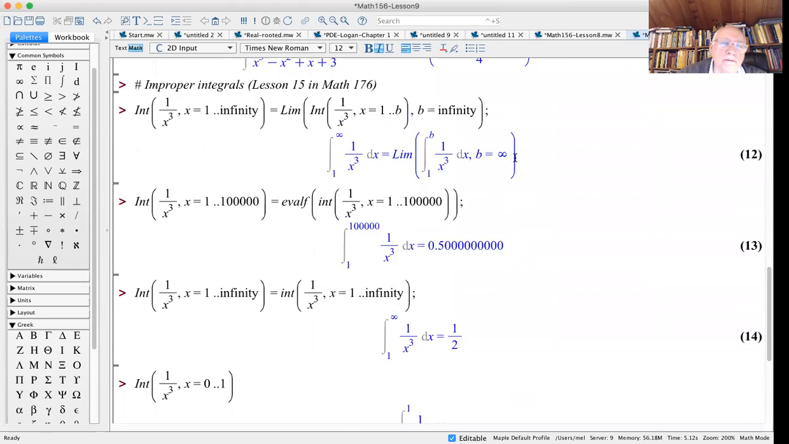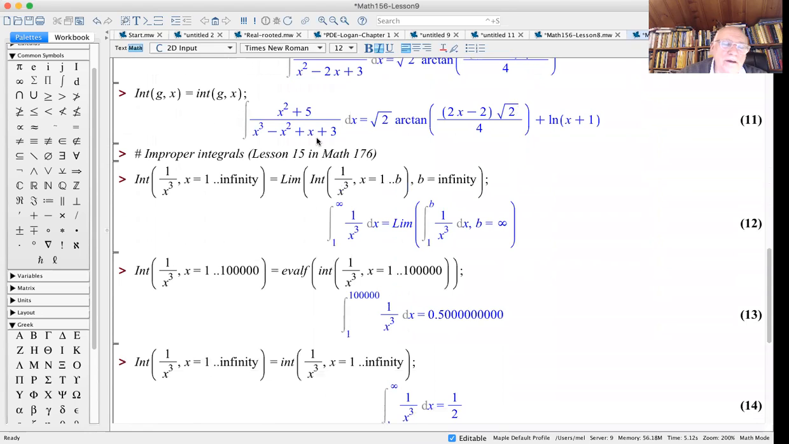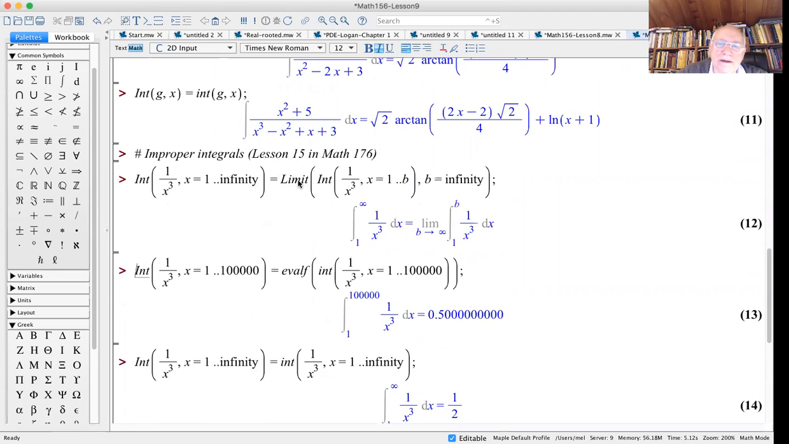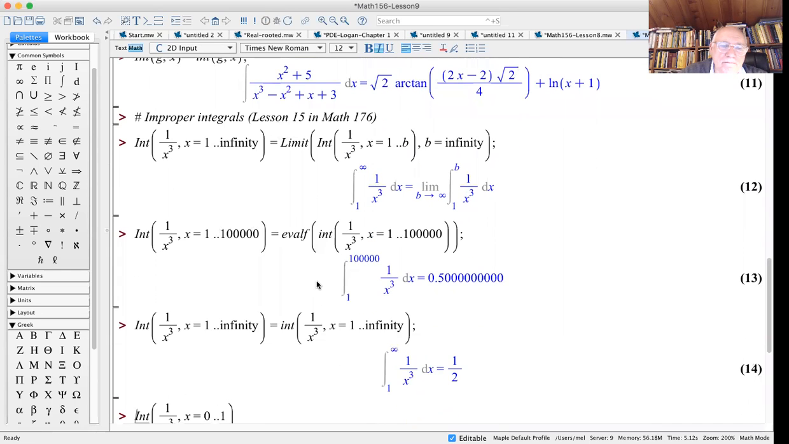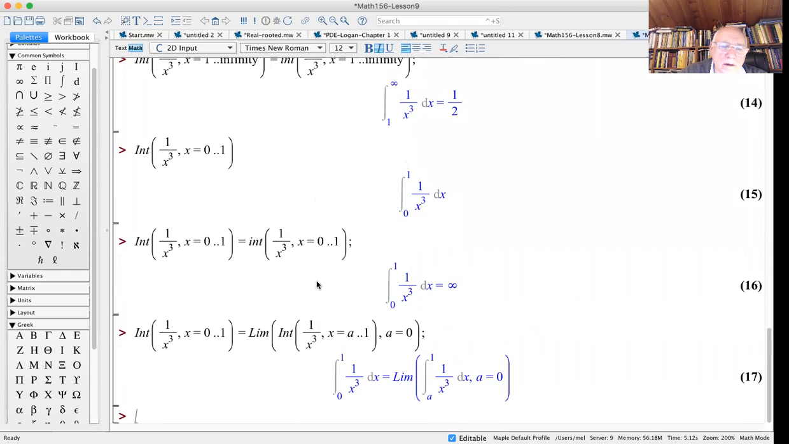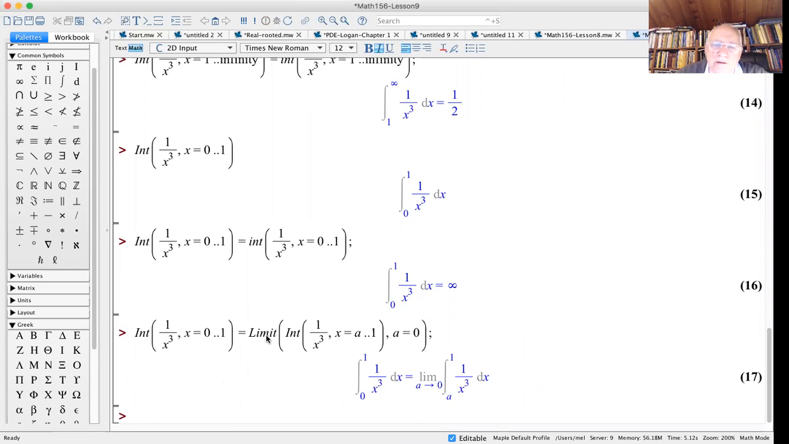Actually, the way we write limit by hand is lim, but in Maple, we write limit. So this is the right way to do this. So when I went to explain how we express this as a limit, it's the limit of the integral from a to 1 of 1 over x cubed as a goes to 0. That's the improper integral.